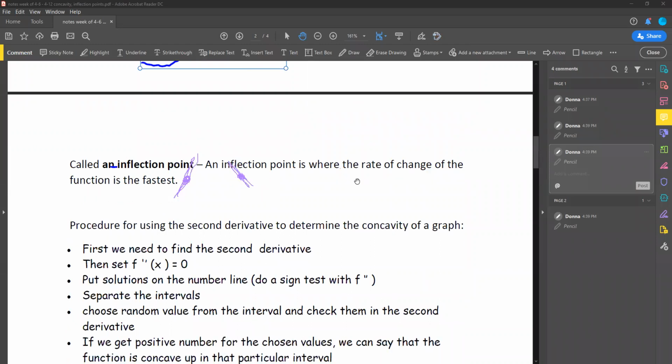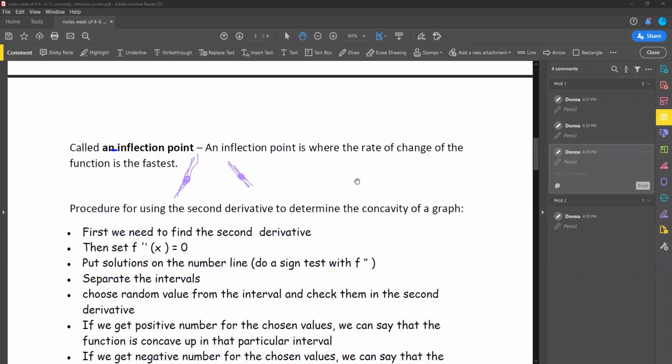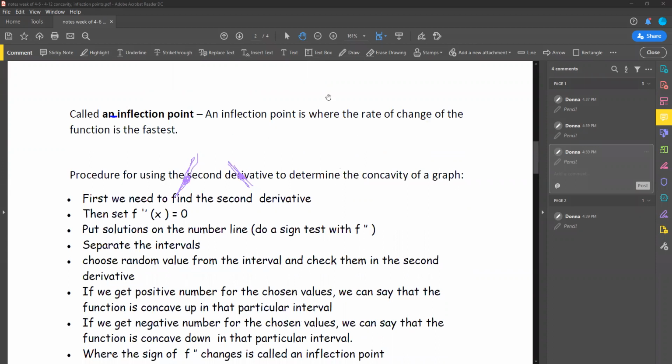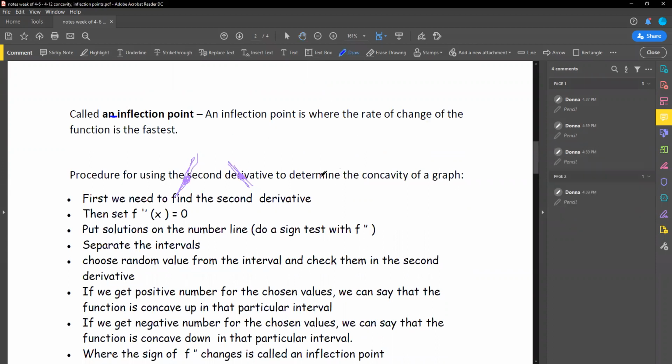Okay, so we can use the second derivative to determine concavity. The first thing you do to determine the concavity of a graph is find the second derivative, f double prime, the derivative of the derivative. You set the second derivative equal to 0, and you look at where it's equal to 0 or where it's undefined, which we'll get to later. Those are potential inflection points.